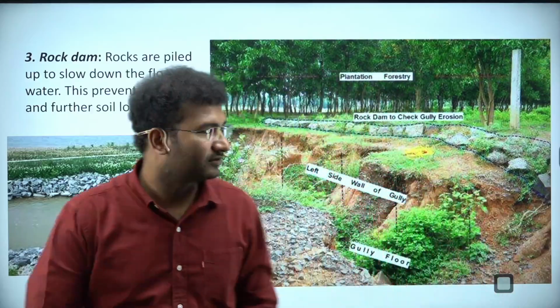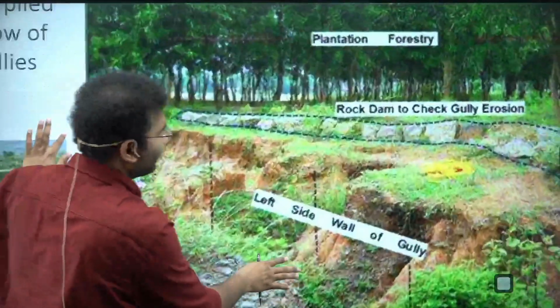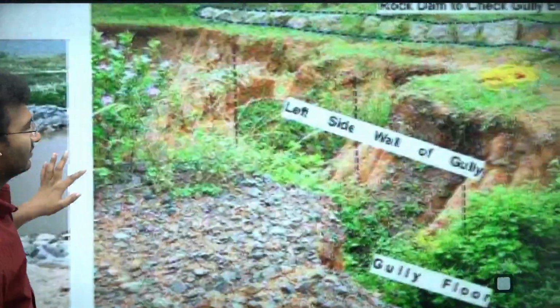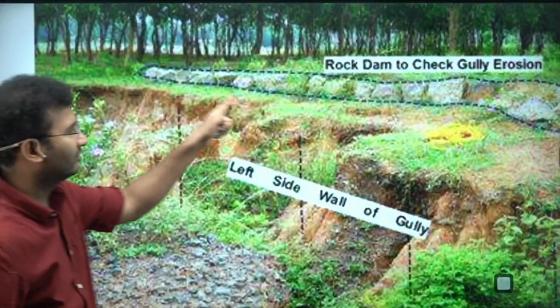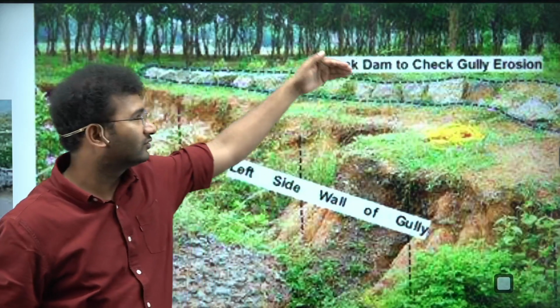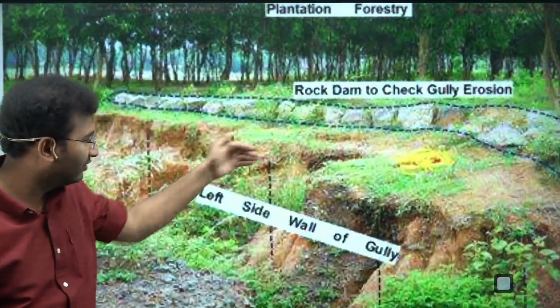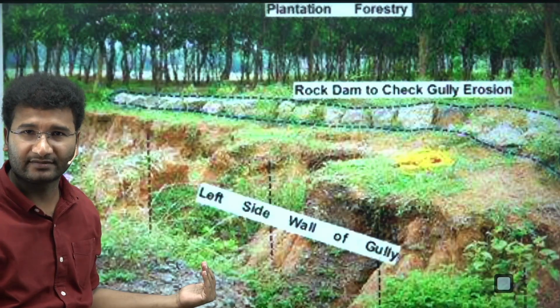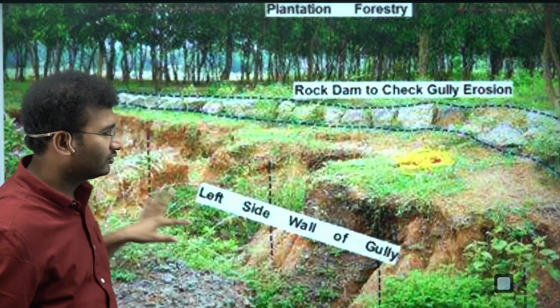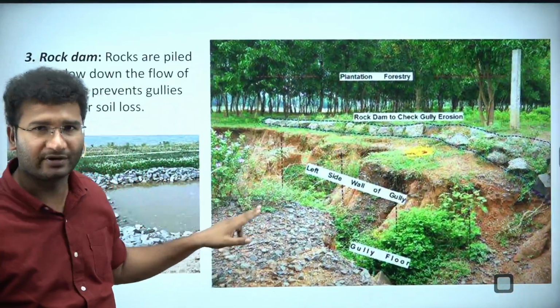This also prevents soil erosion. Likewise, please look here. This farmer has put all the rocks as a dam. This is called a rock dam, so that the soil will not erode any further, right? So these are some gullies, matlab chote erosions. To prevent these erosions, you are also going to put it, right?